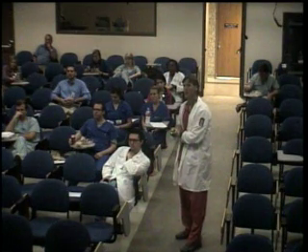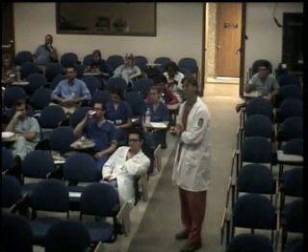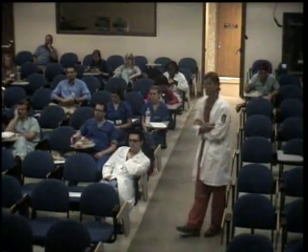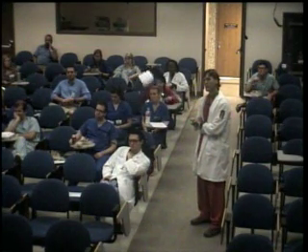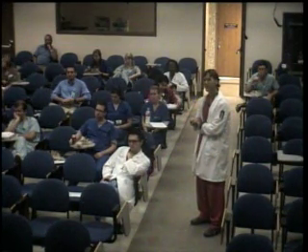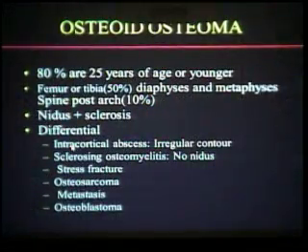So osteoid osteoma is a tumor that occurs in young people, okay, 80% younger than 25 years old. The common places are femur and tibia, usually in the diaphysis or metaphysis. In the spine it is located in the posterior arch. And this is the differential diagnosis: we say stress fracture, we say osteomyelitis, Brodie's abscess, osteoblastoma.